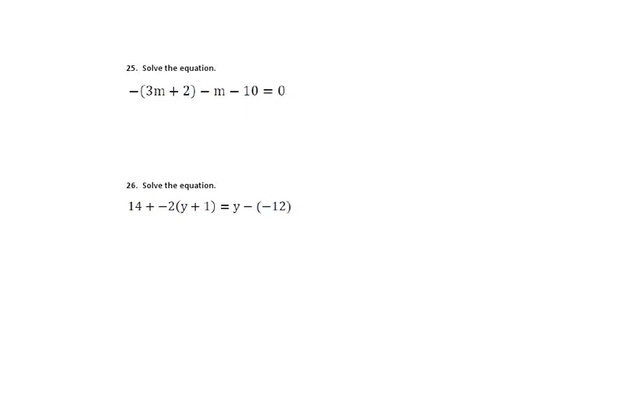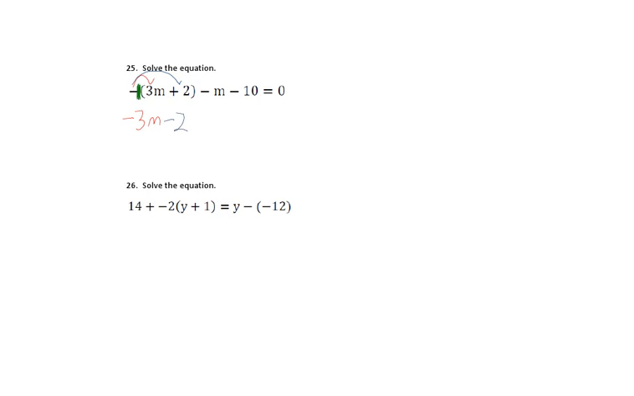In number 25, again, you notice parentheses, but there's no number in front of the parentheses, but there is a negative in front. Well, that negative really means negative 1. And what I like to do is have negative 1 multiply through. Negative 1 times 3 is negative 3m. And negative 1 times 2 is negative 2.